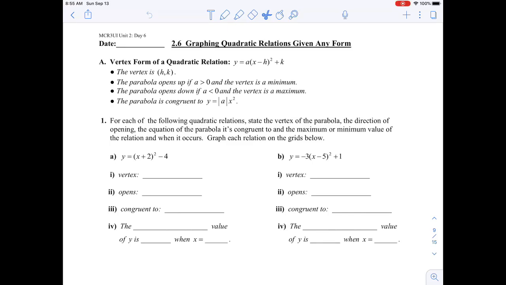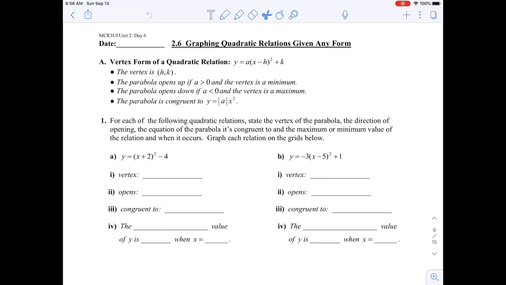Welcome to Unit 2, Lesson 6, Graphing Quadratic Relations Given Any Form. So last year, you would have spent a lot of time working with quadratic relations, and one of the most important skills that you worked on was graphing those relations. And the first form that you would have learned that a quadratic relation could be written in is called vertex form, because that's actually the easiest form to use for graphing purposes.